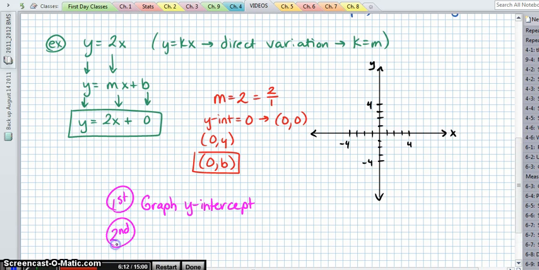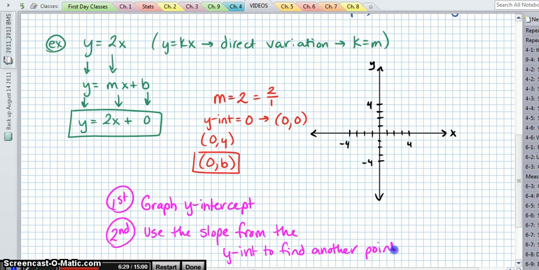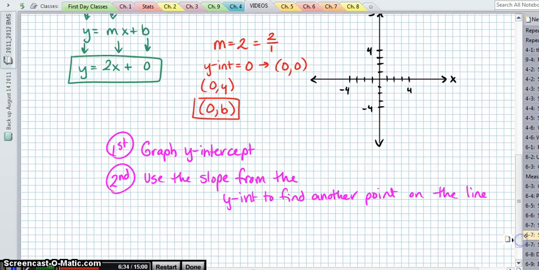Secondly, you want to use the slope from the y-intercept to find another point on the line. That's it. You might want to do it a few times just to make sure that your line's pretty straight, but in the end, you can draw your line, connect the points.